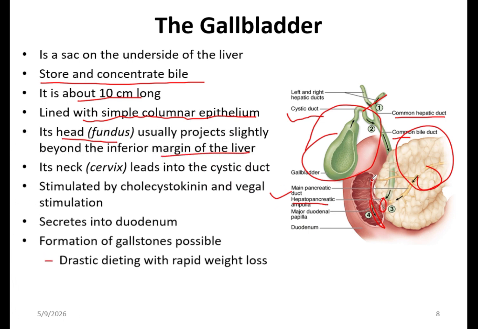Next we can see its neck. The head part is known as the fundus, then the neck part is known as the cervix, right? It leads into the cystic duct and is stimulated by cholecystokinin and vagal stimulation, right? And it secretes into the duodenum, as you can see here. Formation of gallstones is also possible here, for example with drastic dieting with rapid weight loss. Weight loss symptoms occur here, right?